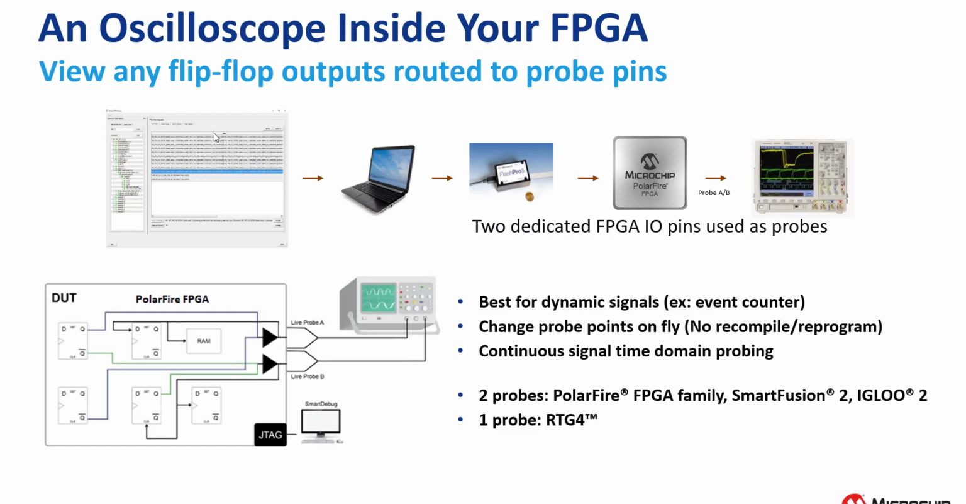Using LiveProbe, you can reroute signals from any logic element to two dedicated pins that are I/O pads on the FPGA board and continuously monitor signal transitions using either an oscilloscope or an external logic analyzer. So we call this feature LiveProbe, and it is primarily used to probe dynamic signals.